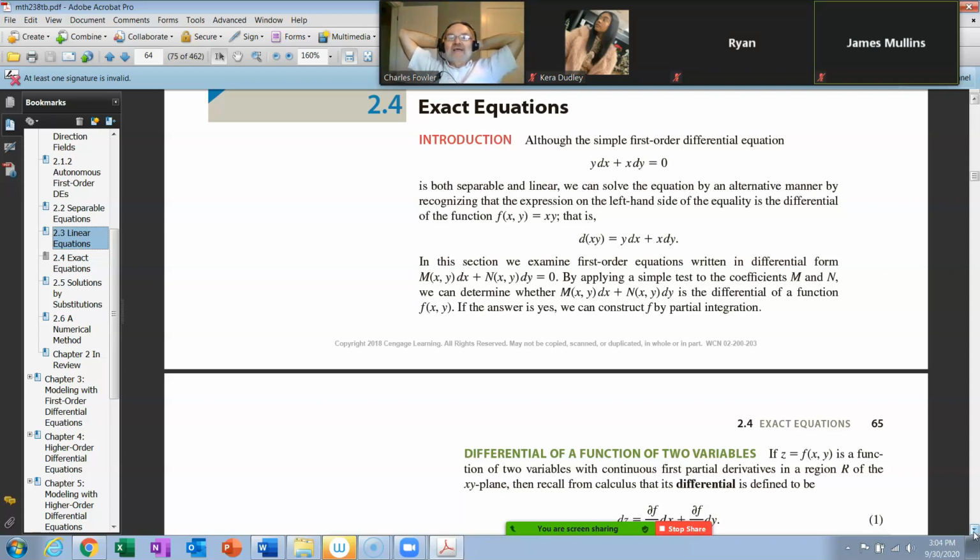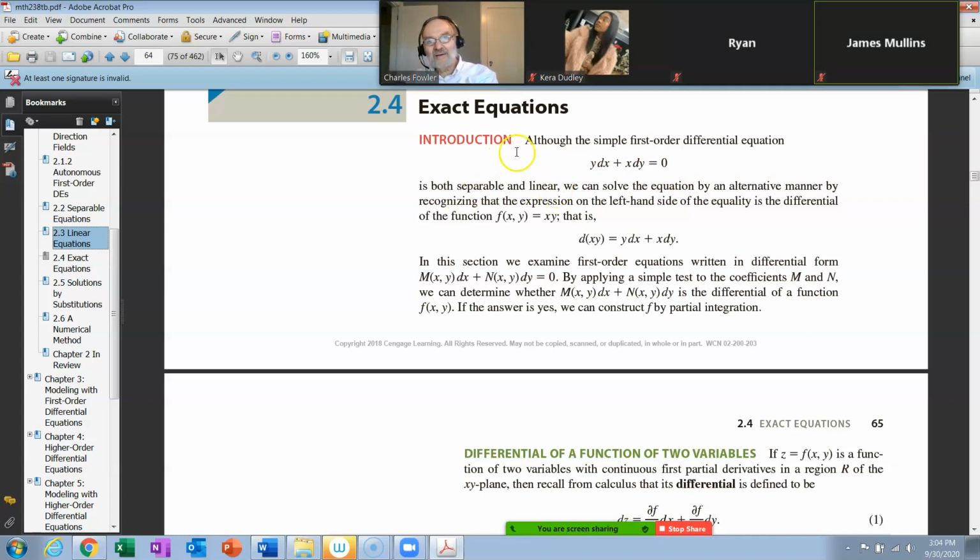If you have a simple first order differential equation like this, y dx plus x dy is equal to 0, you know you can solve that by separation of variables. Subtract either one of them from the other side, and now you have y dx is equal to minus x dy, and then divide both sides by x and divide both sides by y, and you get a separable equation. Okay, it's separable, it's also linear.